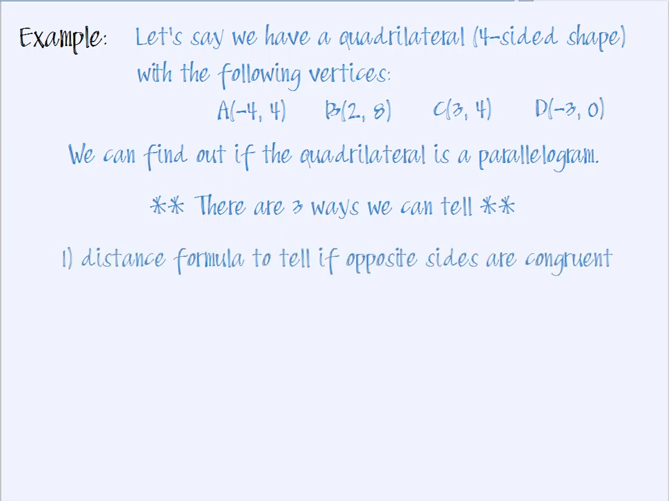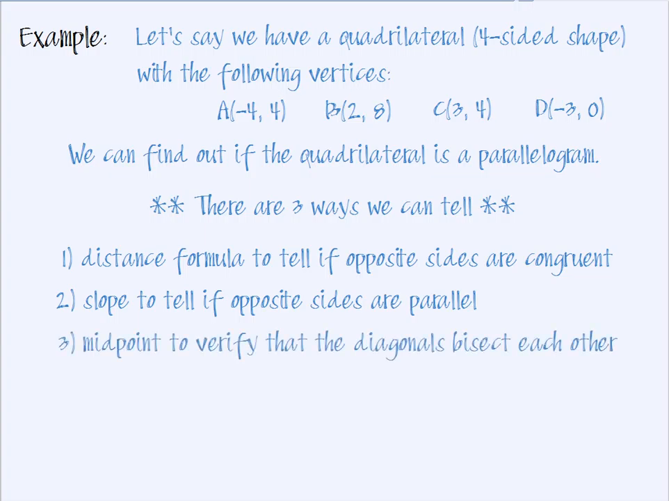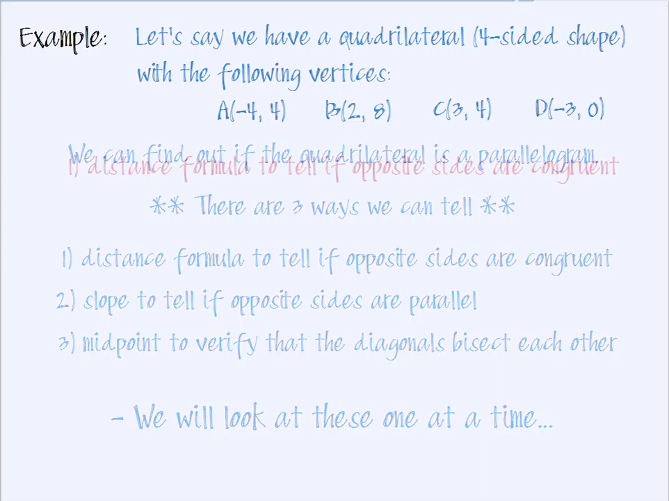The first way is to use distance formula on all four sides to tell if I have opposite sides that are congruent. I can also use slope on all four sides to see if opposite sides are parallel. The third and final way that we're going to go over today is to use the midpoint formula to verify that diagonals do bisect each other. We're going to take a look at these one at a time. We're not going to try all three at once, of course.